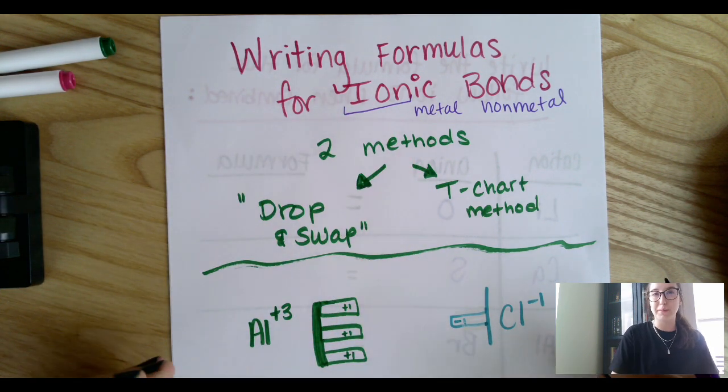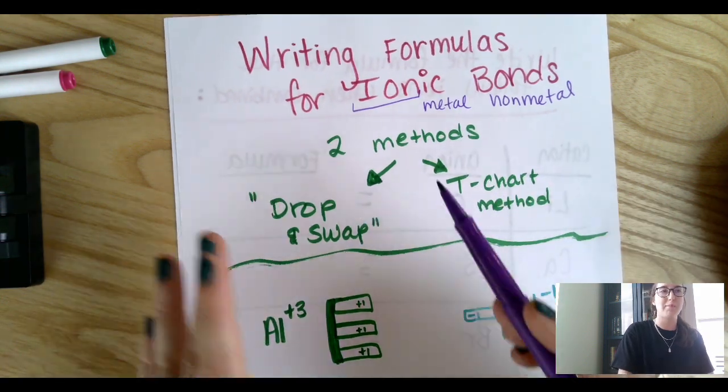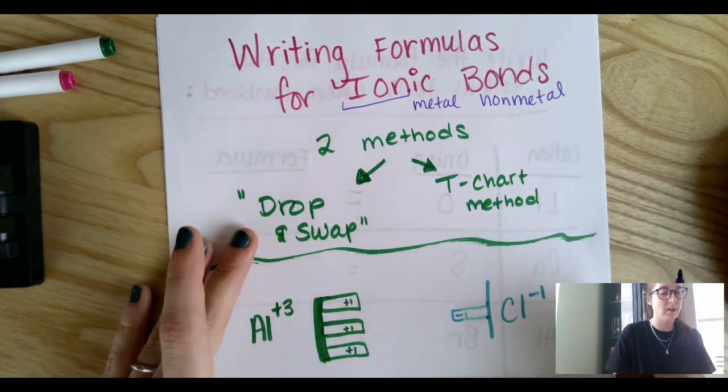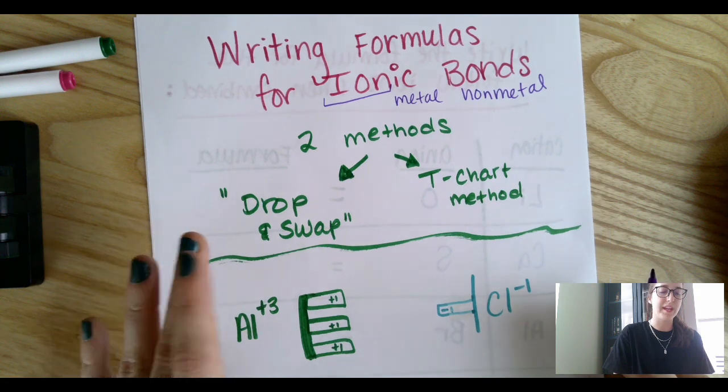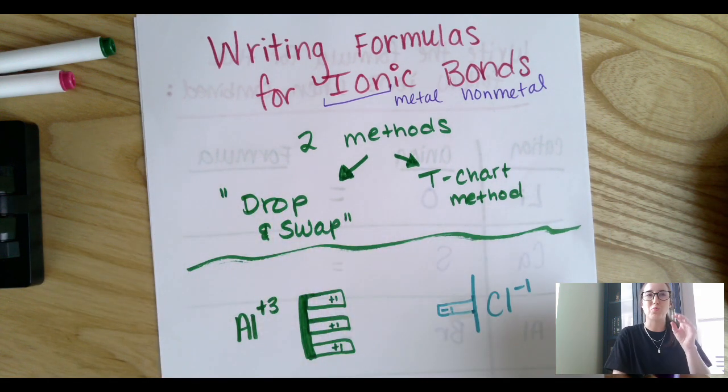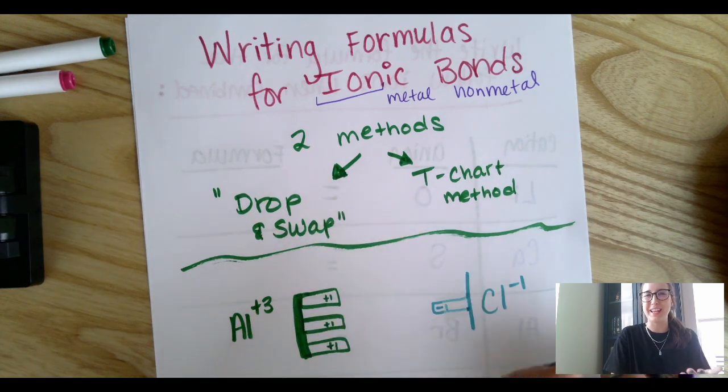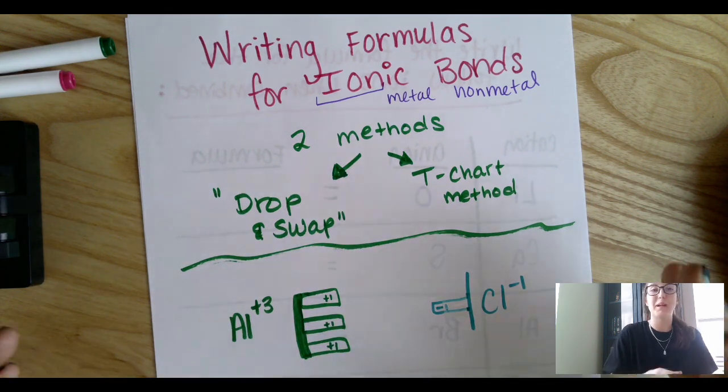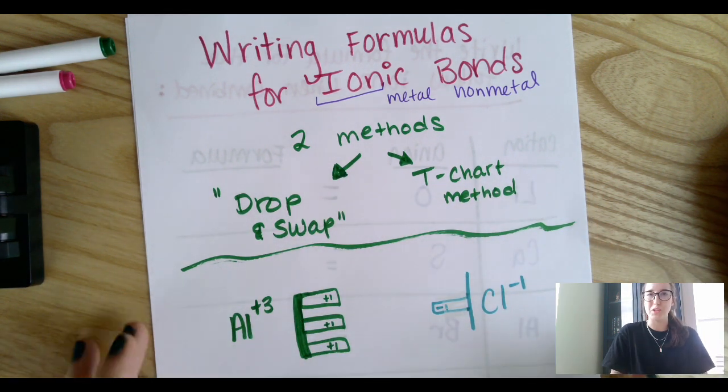There are 2 methods that I'm going to show you. One's called the drop and swap, or swap and drop. It works really well as long as you keep your eye out for a few things. And then there's also the T-chart method, which is really showing your work to the most intricate detail, not necessarily needed for the majority of problems, but I want to show you both ways just to have extra visuals.